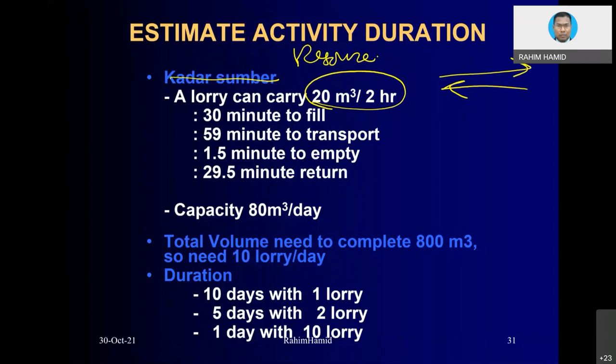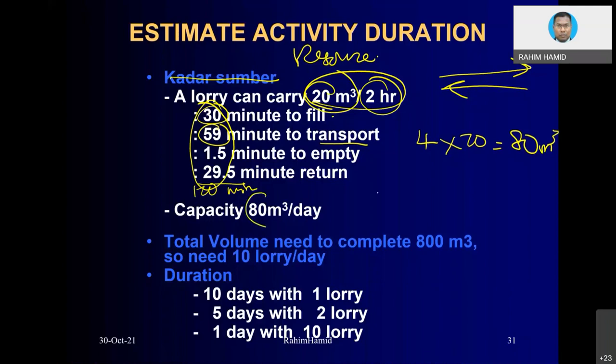So where does 2 hours come from? 2 hours is basically 30 minutes to fill in, 59 minutes to transport, 1.5 minutes to empty, and 29.5 minutes to return. So that will be 120 minutes actually. From this, you can calculate it's 120 minutes, that will be 2 hours. So in 2 hours, one lorry can only transport 20 cubic meters. And in one day, if he is working 8 hours, he can only manage four trips times 20, equivalent to 80 cubic meters in one day for one lorry.